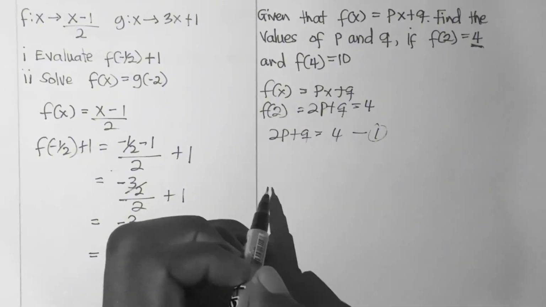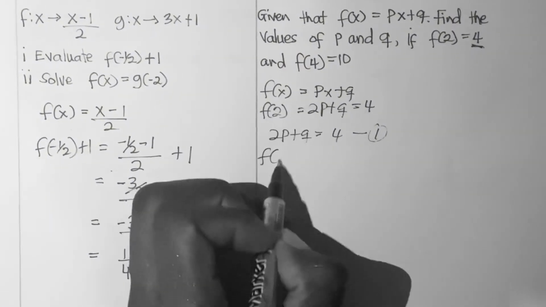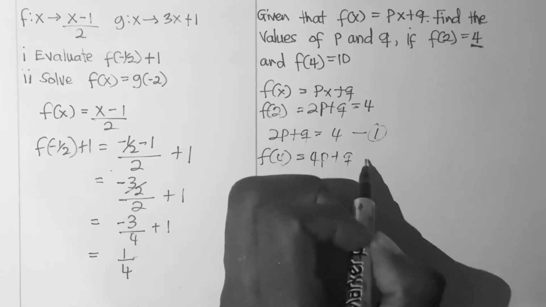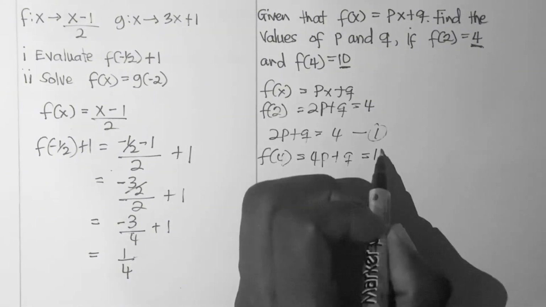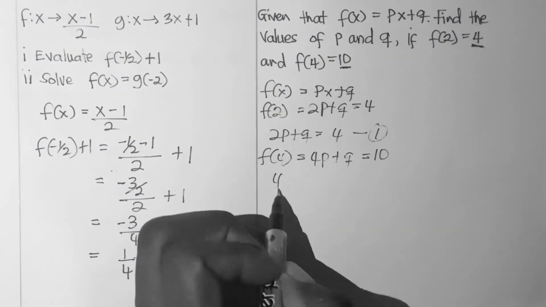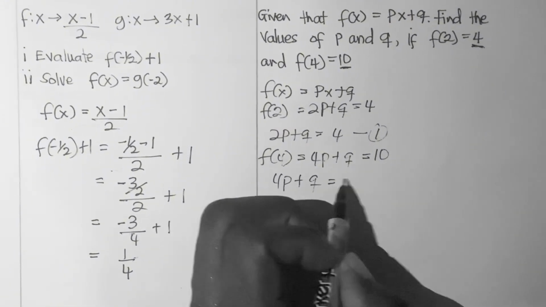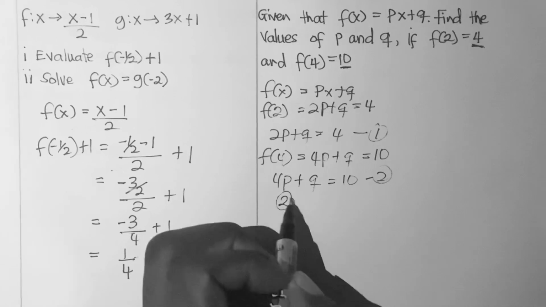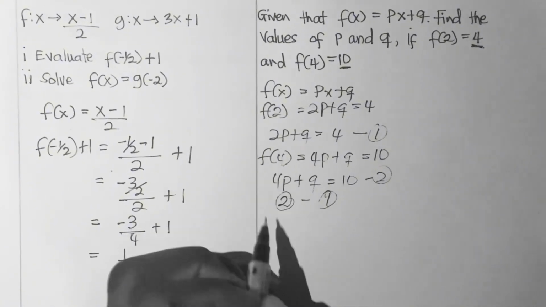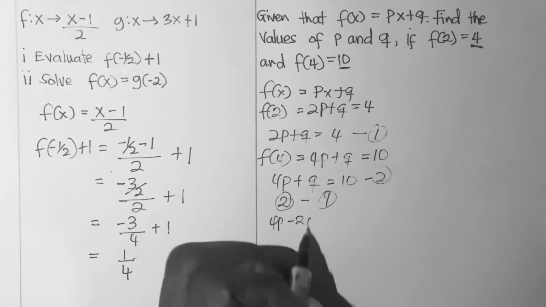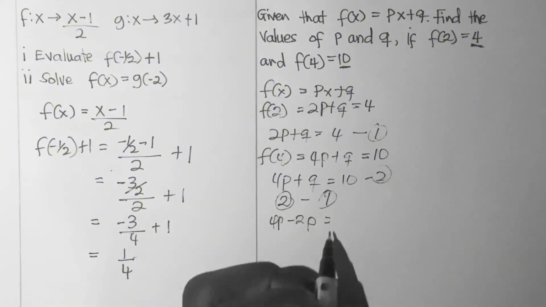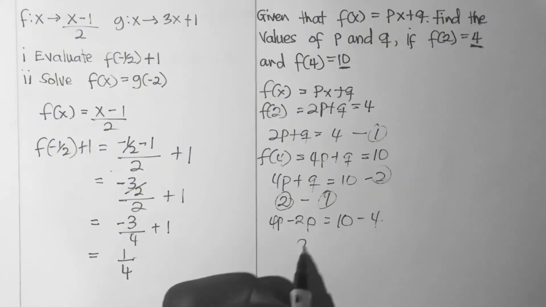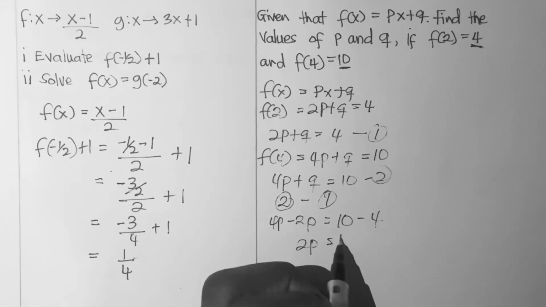This is equation 1. Now let's find f of 4. That is equal to 4p plus q. And f of 4 is 10. So this is equal to 10. And therefore, 4p plus q is equal to 10, equation 2. So let's find equation 2 minus equation 1. So that's going to give us 4p minus 2p because q minus q is 0. And this will be 10 minus 4. So 4p minus 2p is 2p equals 10 minus 4, which is 6.